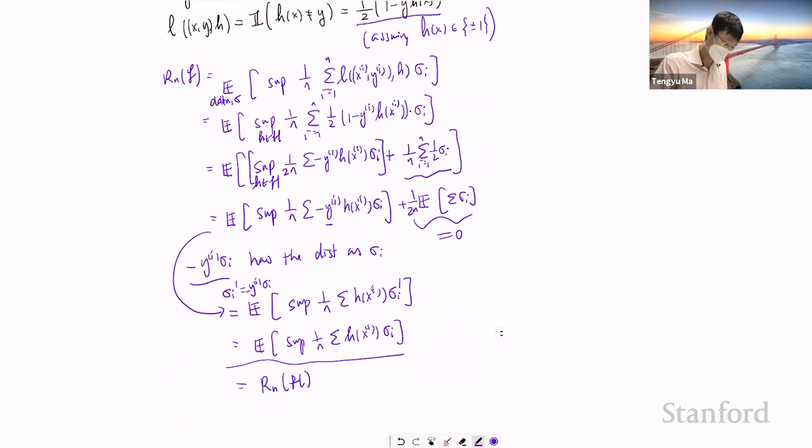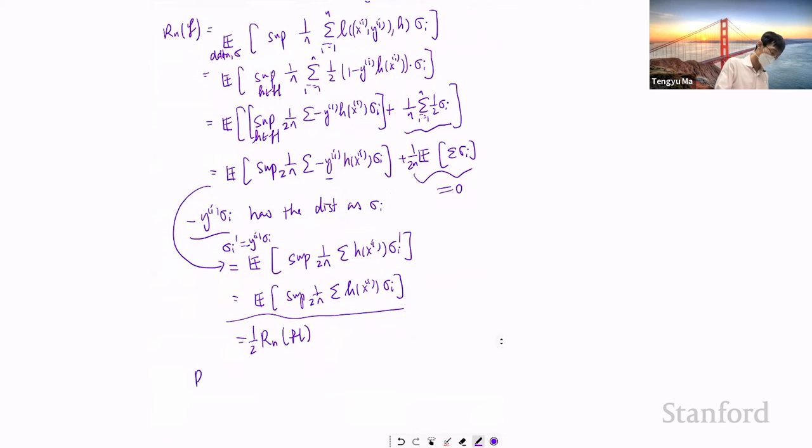I think I lost it. Oh, I have the half in the notes, I just forgot to copy it. So basically, this is a half times the Rademacher complexity. What we achieved is that the Rademacher complexity of F, in this special case of binary classification and 0-1 loss, is equal to a half times the Rademacher complexity of the hypothesis class.